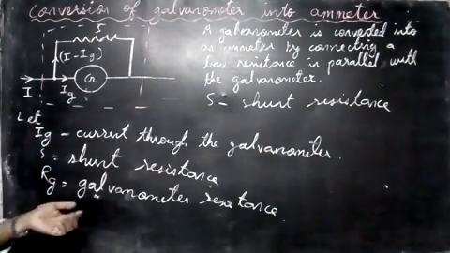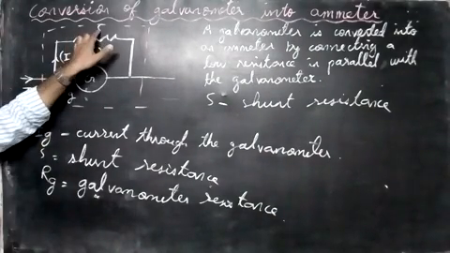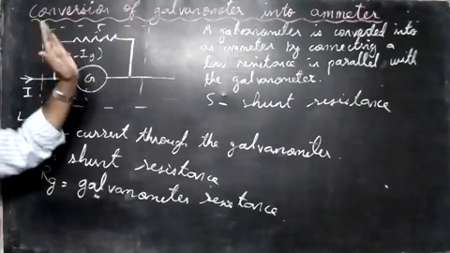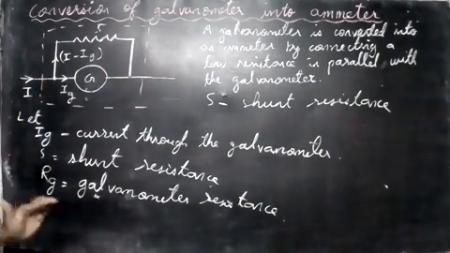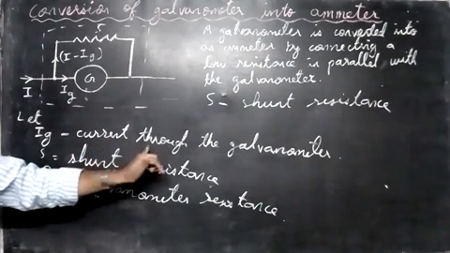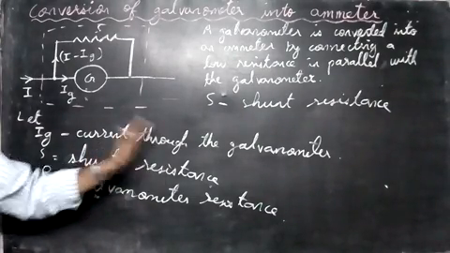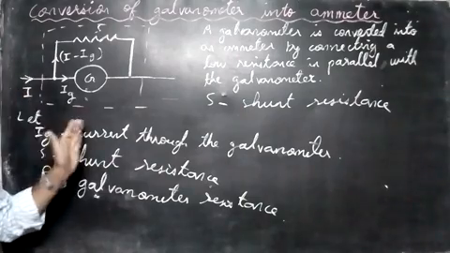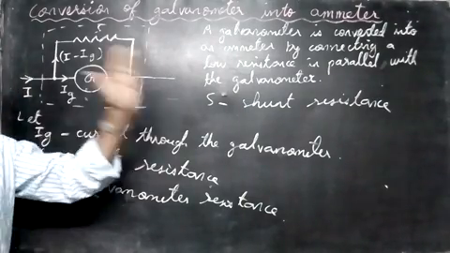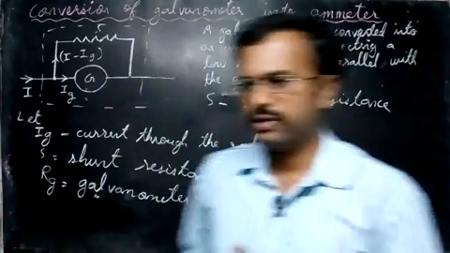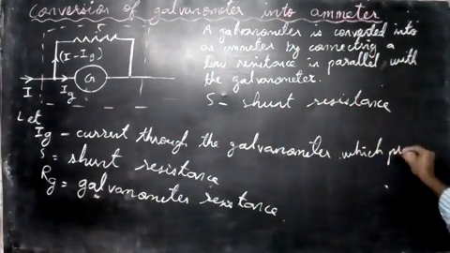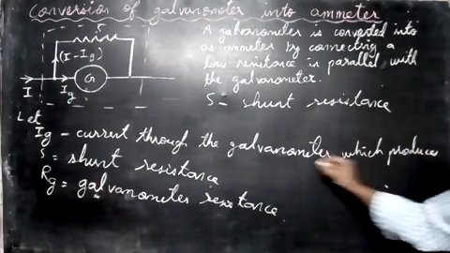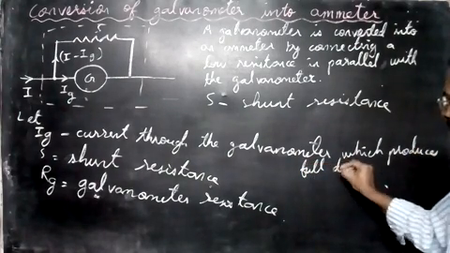Now we must find what shunt resistance we must use, so that we can find the current there. Next, this current through the galvanometer is a special current. When you give this current, the galvanometer shows full deflection. So Ig is the current through the galvanometer which produces full deflection in the galvanometer.